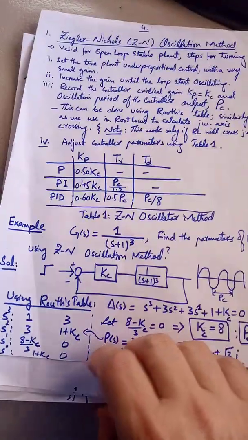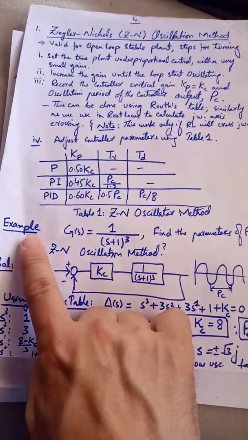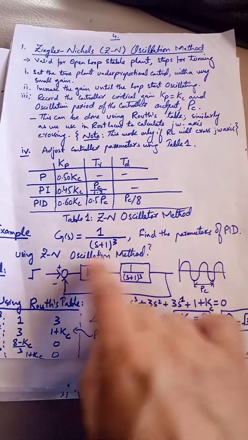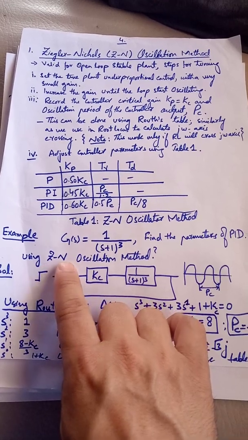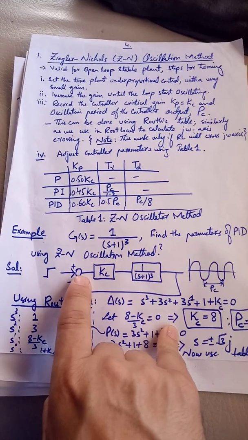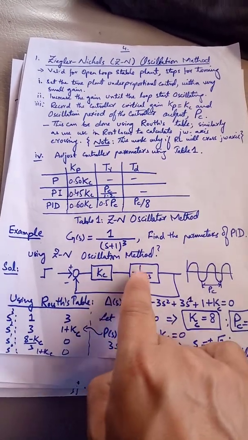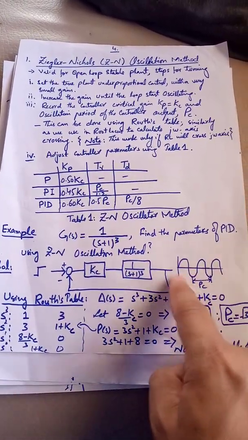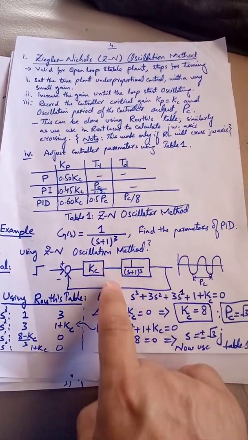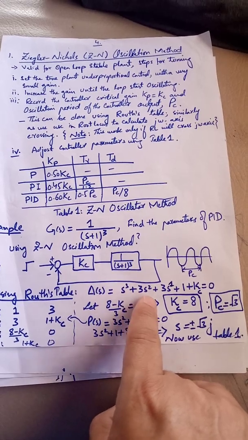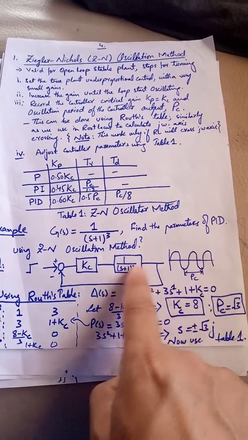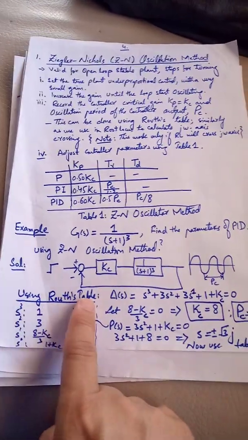Now let's do some examples. We have an example here, which is 1 over (s+1) cube. Find the parameters of PID or tune the PID using the Ziegler-Nichols oscillation method. So solution, how do we do that? We give a step input and we want to find this Kc so that it will start oscillation. How do we do that? We write the characteristic equation, and that becomes s cube plus 3s square plus 3s plus 1 plus Kc equal to 0.